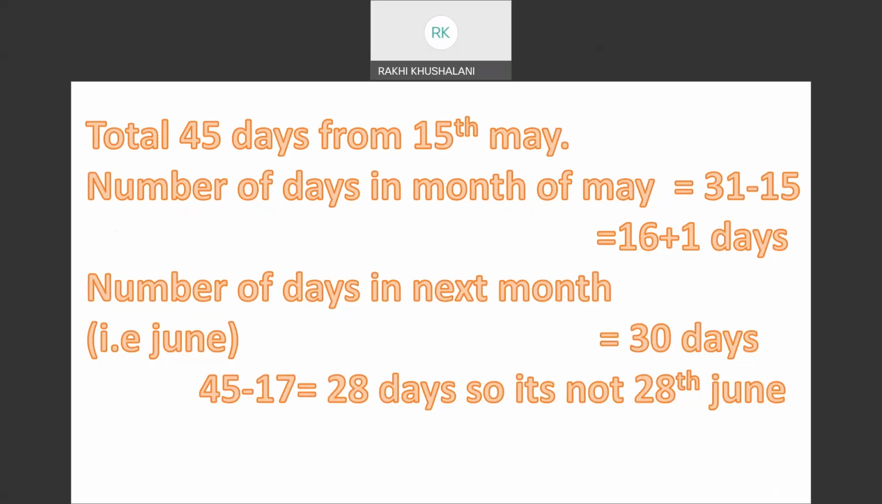Number of days in the month of May is 31. Out of which, if he started on 15th May, that means he went for 16 days. No, children, he did not go for 16 days. He went for 17 days because 15th was also added.